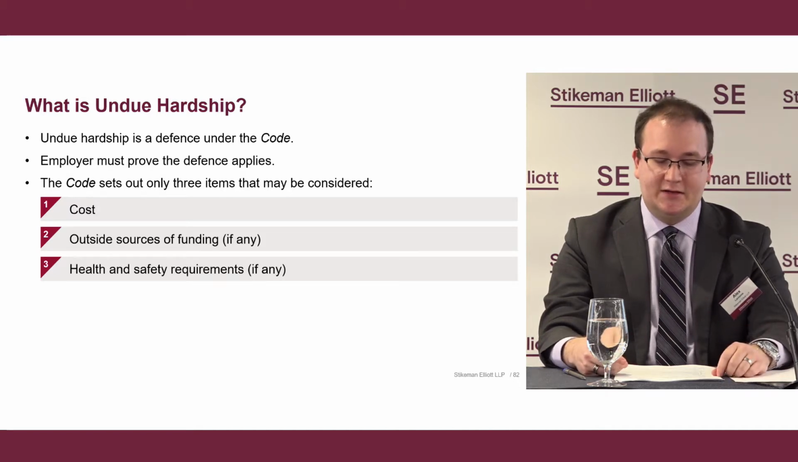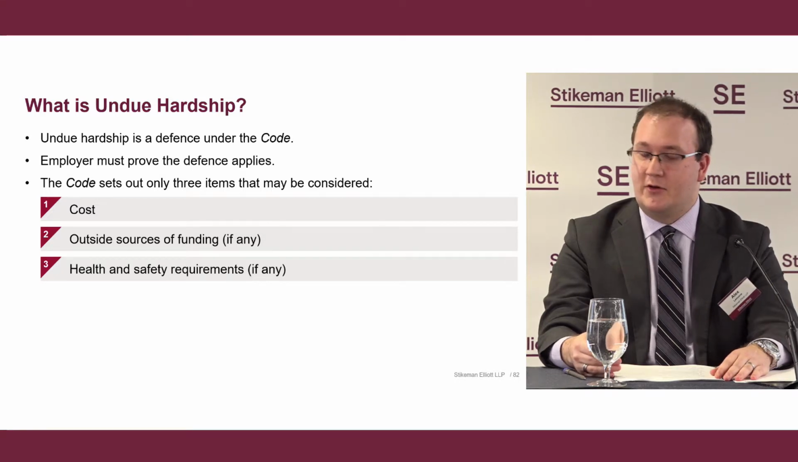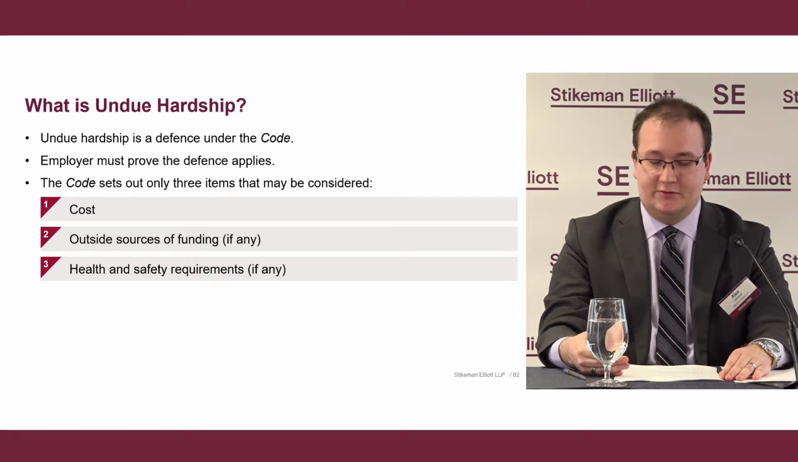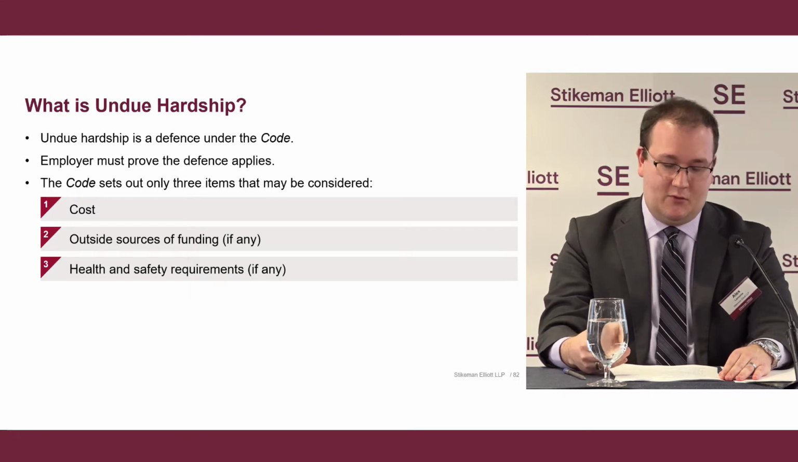So that means we can't consider things like inconvenience to our operations, maybe resentment from other coworkers, or even our customers' preferences. So employers must demonstrate that undue hardship exists with reference only to the cost of the accommodation, taking into account outside sources of funding, and health and safety requirements.